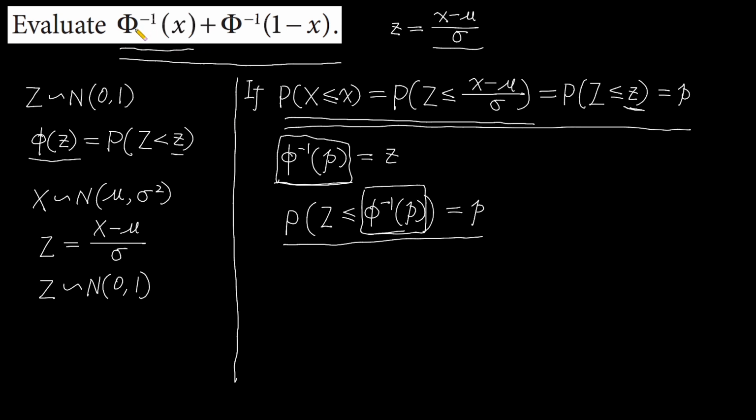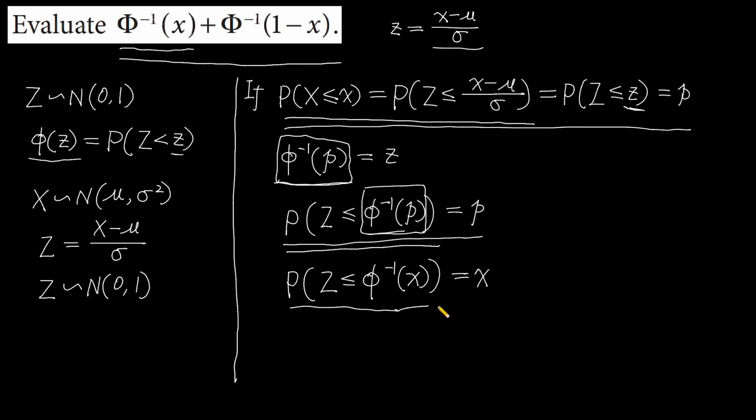Now we go back to the question. So the probability that Z is equal to or smaller than this equals the lowercase letter x. Compare this one to the top one. We just use lowercase letter x to replace the lowercase letter p. So we get this one.